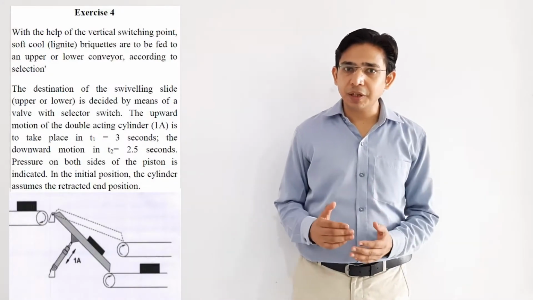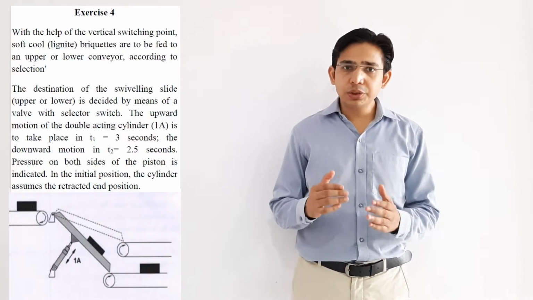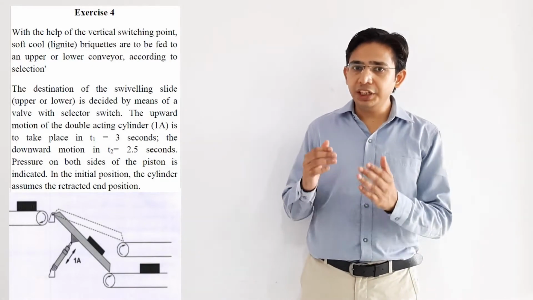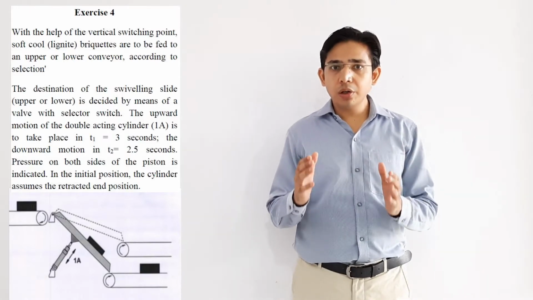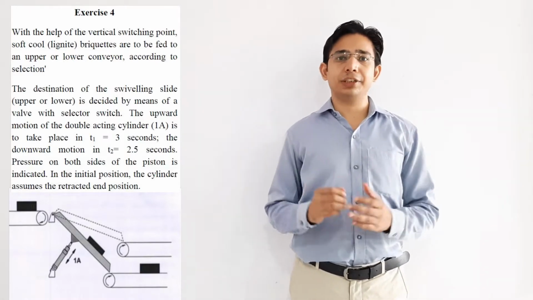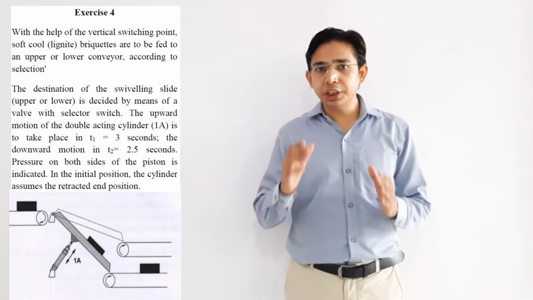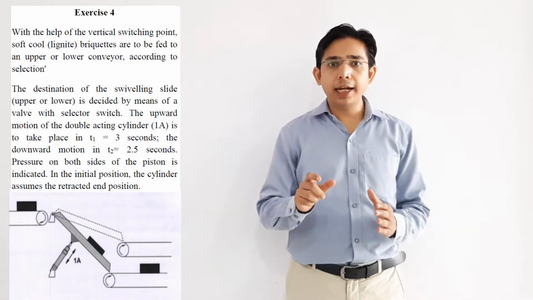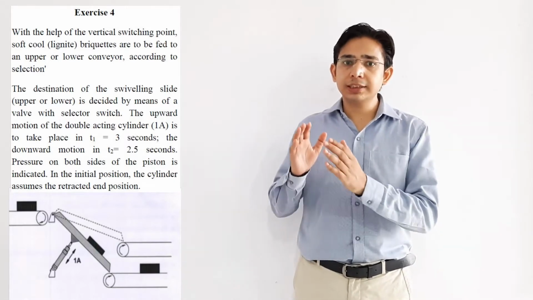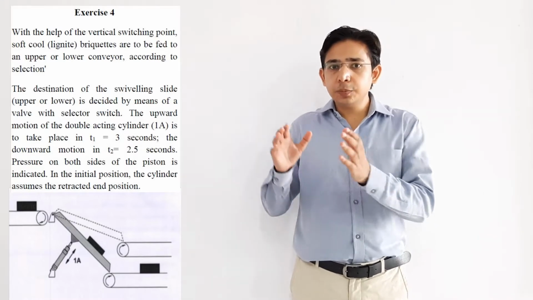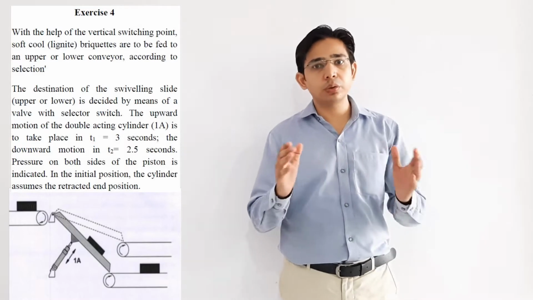This is the problem statement from an industry which has to be solved. According to this problem statement, we need to feed the blocks to an upper or lower conveyor according to the selection. For this operation, the operator just needs to use a selector switch and a pneumatic cylinder should get activated to push the slide, and these blocks should be fed to an upper or lower conveyor according to the requirement.